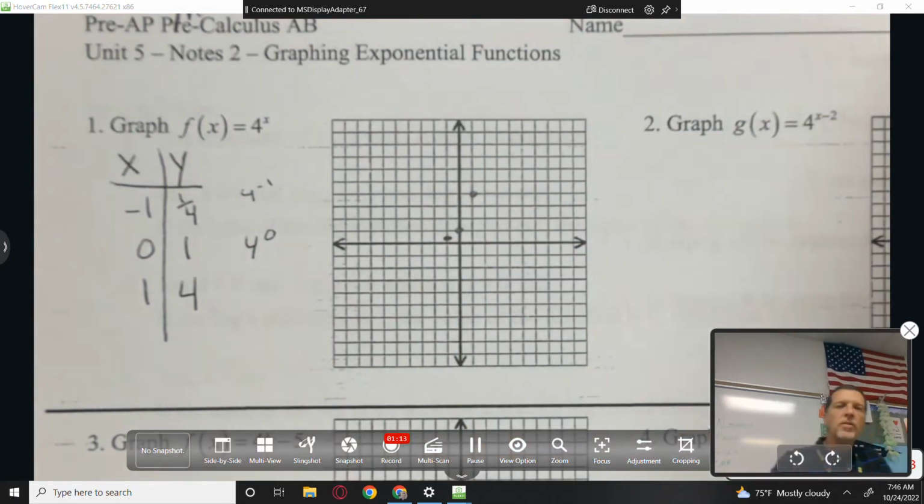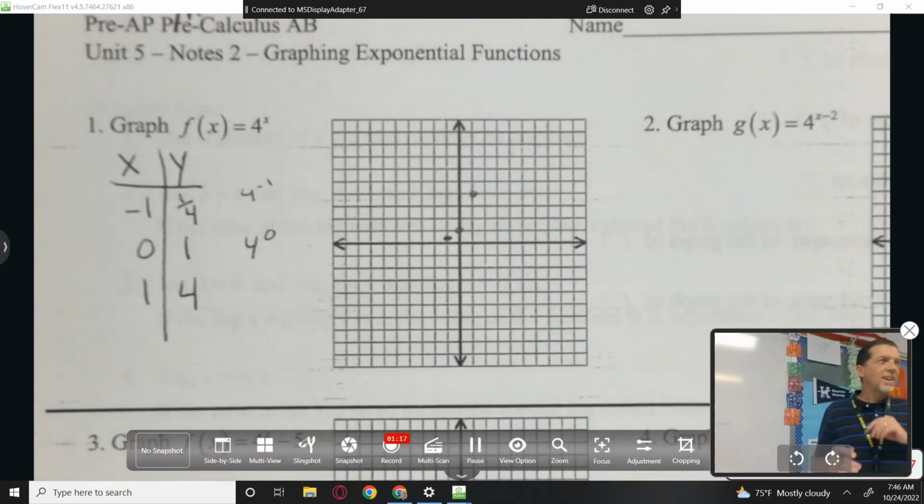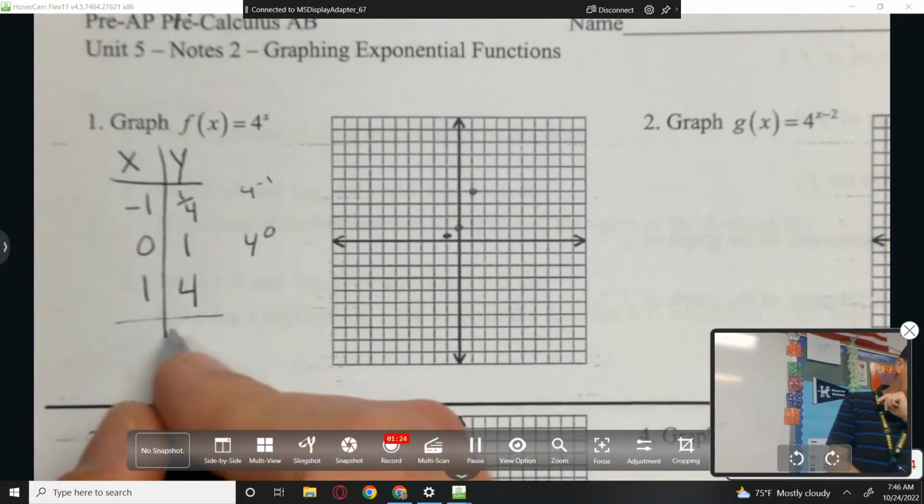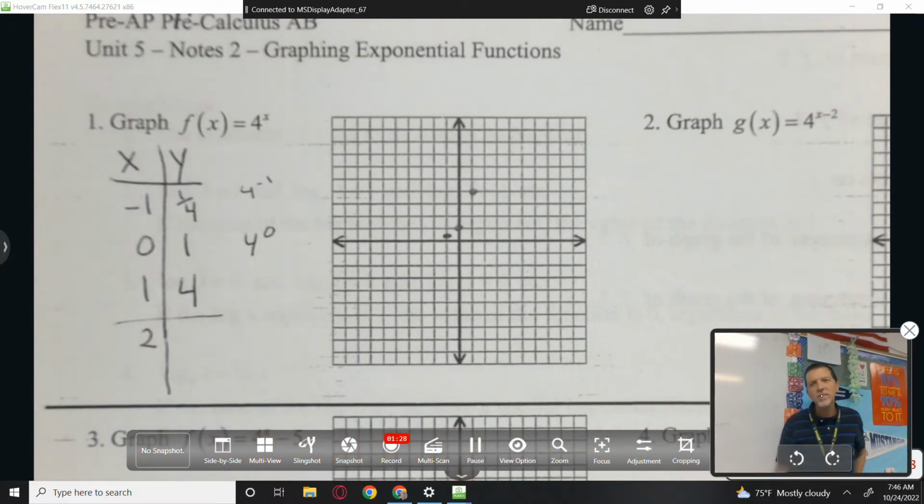I don't know if that's enough for you to know what the picture looks like. It's one of those things that goes like that. Those are the only 3 points I need to see. Since it's the first one, let's go ahead and plug in 2 and see what happens, just so we get a better feel for this graph.